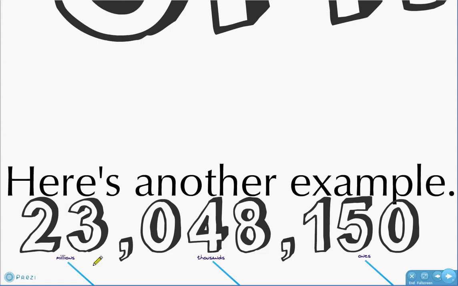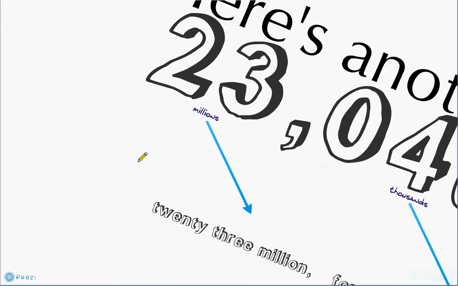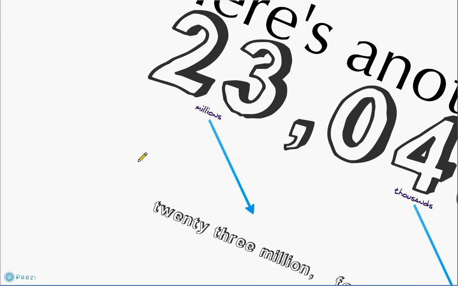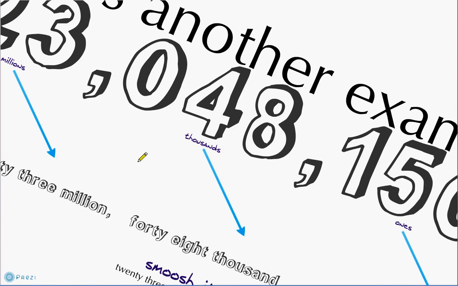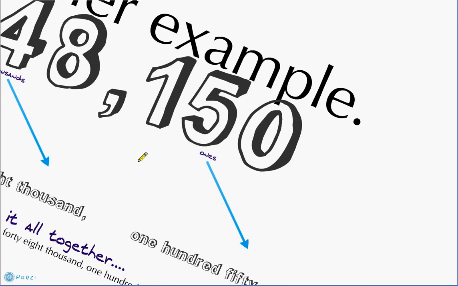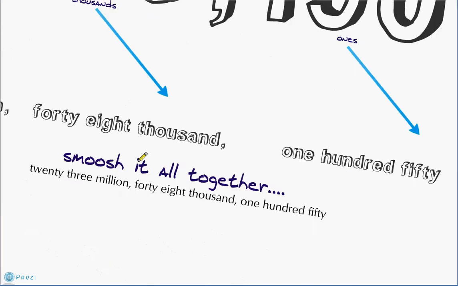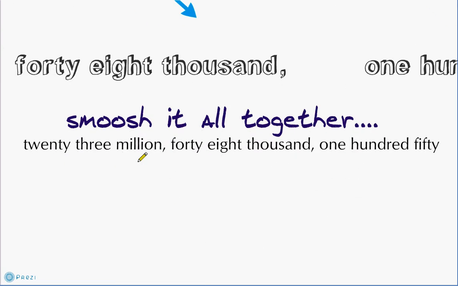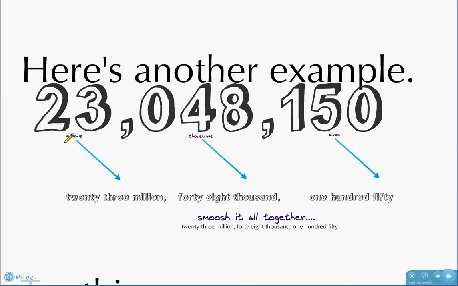And once you've memorized these section names, it's really easy to write it out in words, because 23 in the millions will turn into 23 million. 48 in the thousand section will turn to 48,000. And 150 is plain old 150. And then you smush it all together and you get 23,048,150. Simple, right? You just have to memorize these little labels for each section, okay? Doesn't matter the individual place value of each number, just the sections between commas.